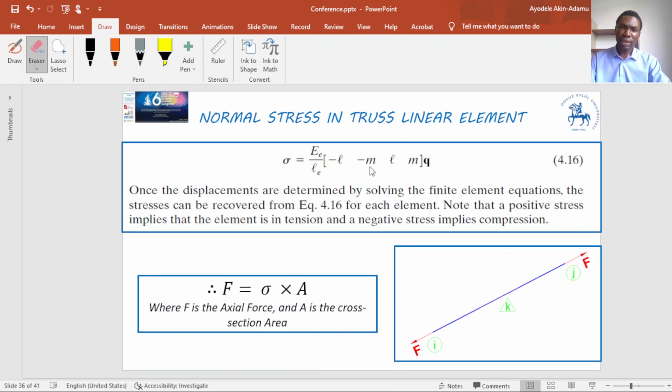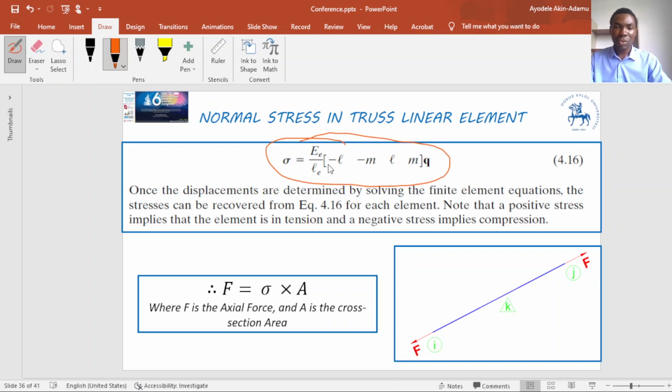In my previous video, I didn't show you this formula for computing the axial stress. This is the axial stress formula for Truss elements. If you want to calculate the normal stress, that is the axial stress, in the Truss element, you use this formula. The E here is the Young modulus. The L_E here is the length of the element. This L is the cosine angle of the element, the cos theta.